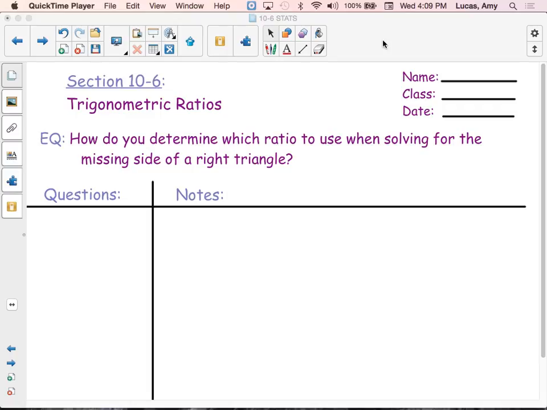Section 10.6, Trigonometric Ratios. Our essential question is, how do you determine which ratio to use when solving for the missing side of a right triangle? How do you determine which ratio to use? So we know three ratios, the sine, cosine, and tangent. We are going to figure out which one can help us when we're looking for a missing side of a right triangle.